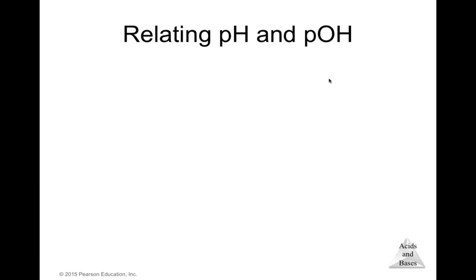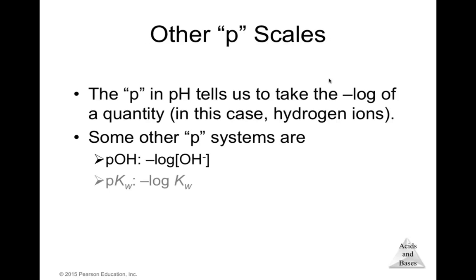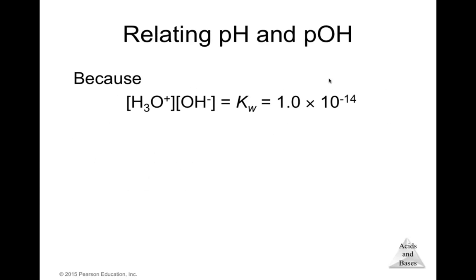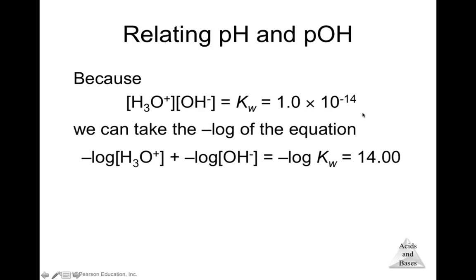Now I mentioned, and want to talk a little bit about, the relation between pH and pOH. Because the concentration of H3O+ times the concentration of OH- is equal to Kw, which is equal to 1 times 10 to the minus 14, we can take the log of the equation. We can put minus log of this plus minus log of this equal to the minus log of Kw, and the minus log of Kw is equal to 14.